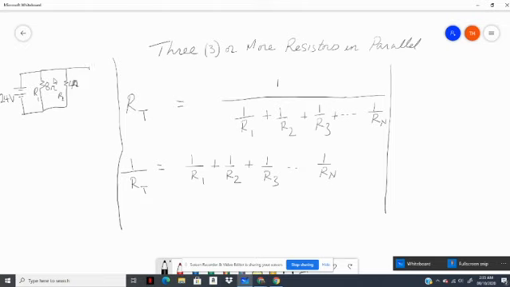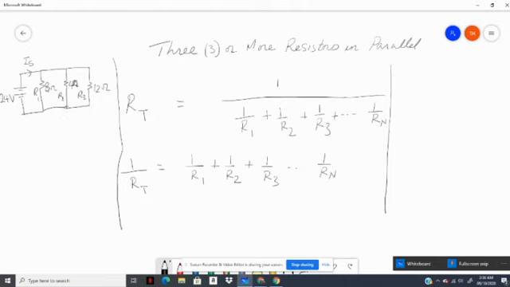and let's say we have R3, 12 ohms. Okay, right. And let's say we wanted to calculate the total current. So we want to get the supply current. Before we do the calculation, let's observe what would happen in this circuit.